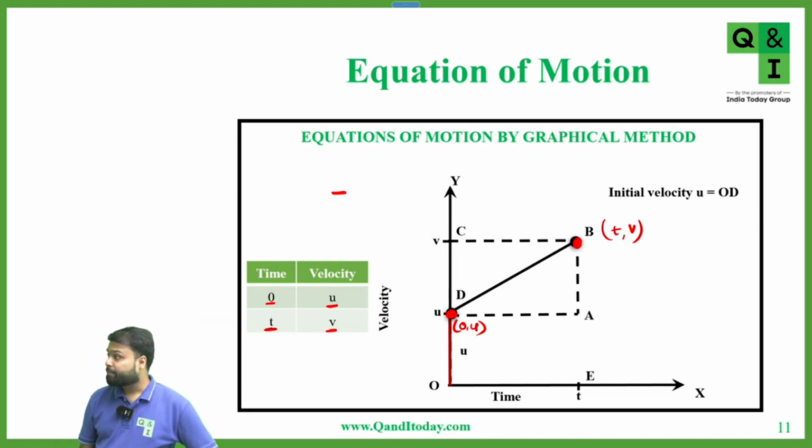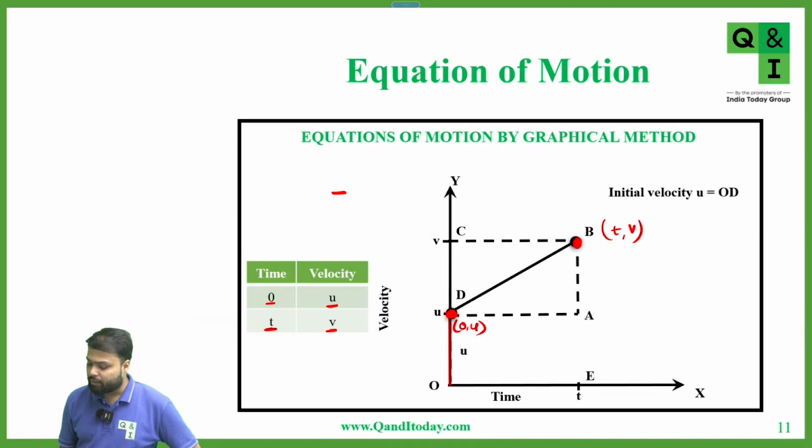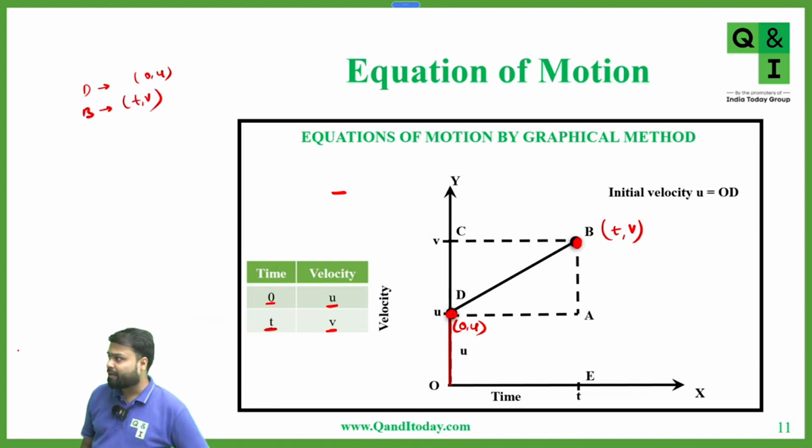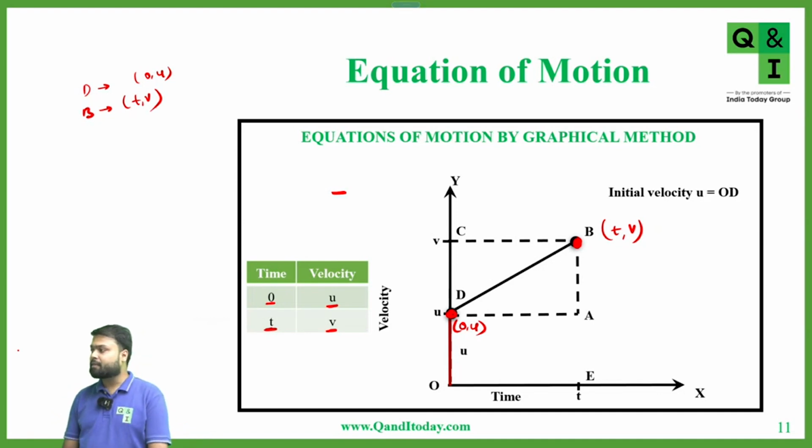Any doubt till here? Any doubt in the coordinates of D and B? The coordinates of D are 0 comma u, that is x comma y. The coordinates of B are t comma v, that is x comma y. Yes or no? Now, what is slope?